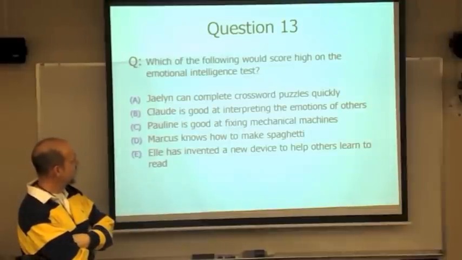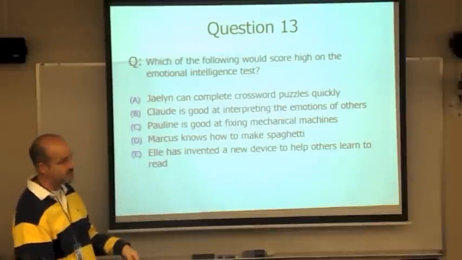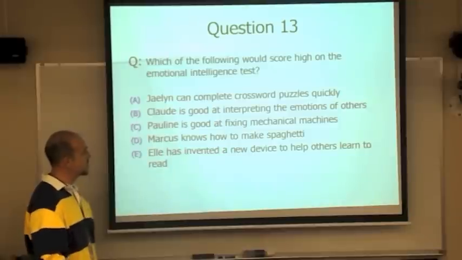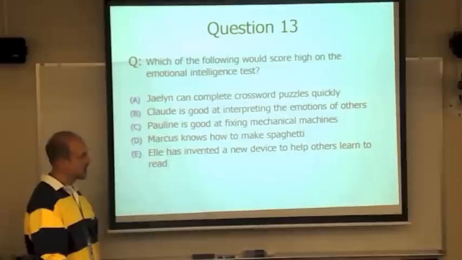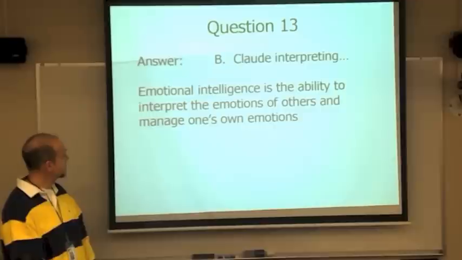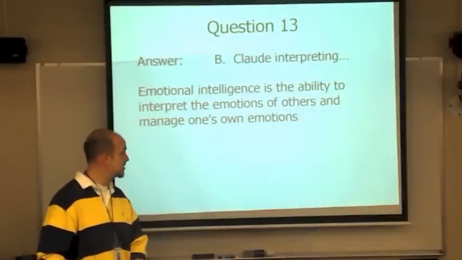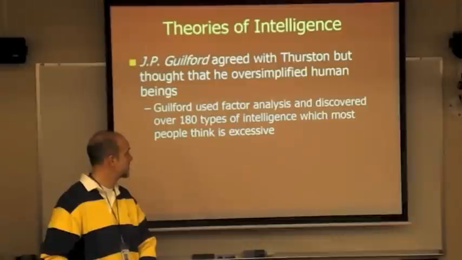Jacqueline can complete crossword puzzles quickly. Claude is good at interpreting the emotions of others. Pauline is good at fixing mechanical machines. Marcus knows how to make spaghetti. Ellie has invented a new device to help others learn to read. And this one is pretty simple. Obviously, that's B. The emotional intelligence is knowing one's emotional level as well as interpretation.